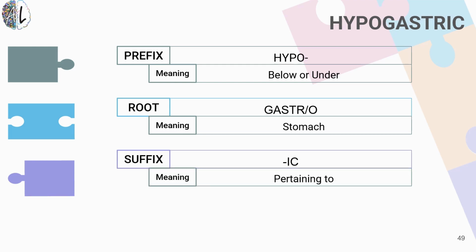The term IC is found on the list with a whole bunch of other short endings, and it refers to pertaining to. Pertaining to is one of the most generic suffix meanings in all of medical terminology. And this is okay because it really just helps to end a word properly and to make it sound good in English.